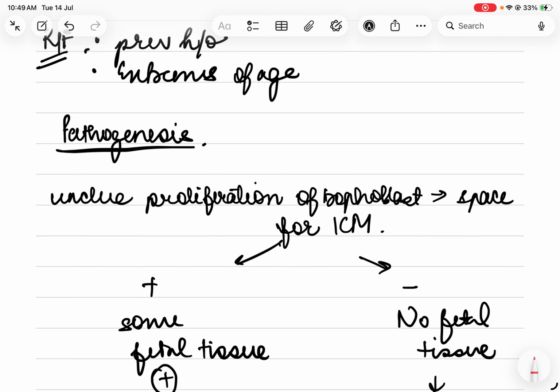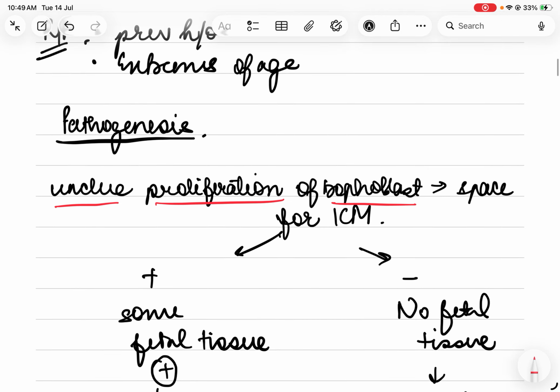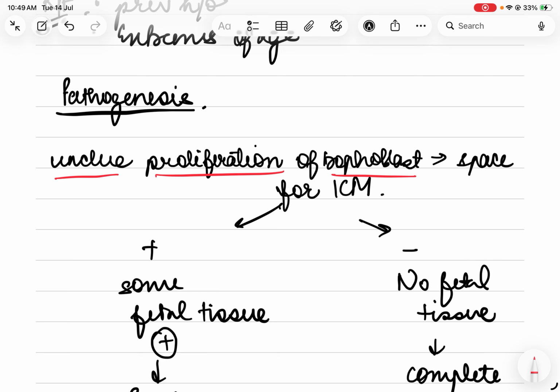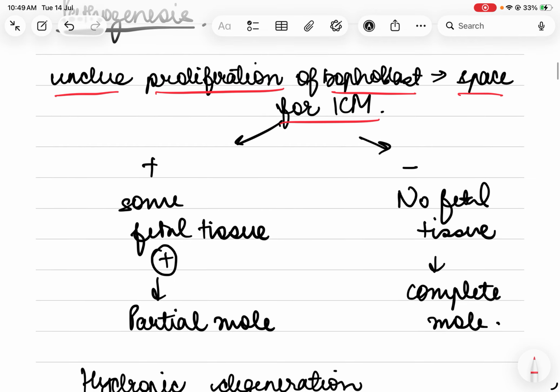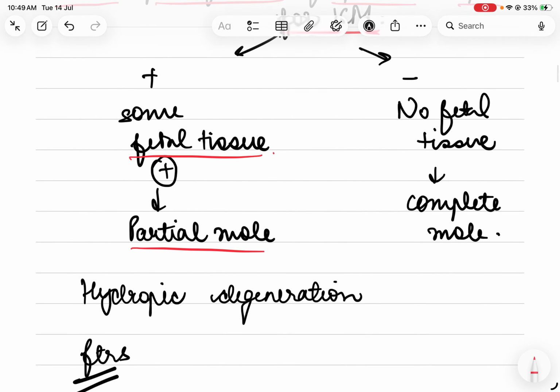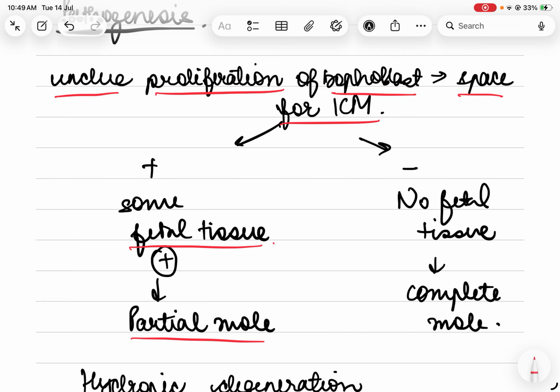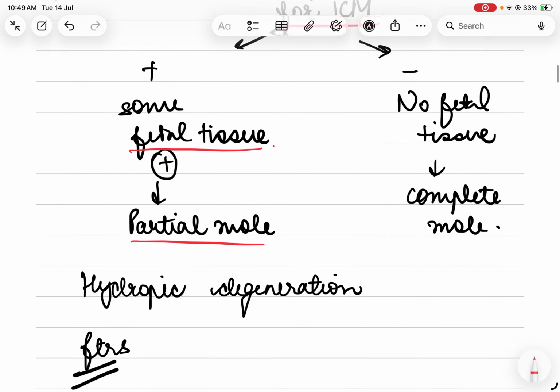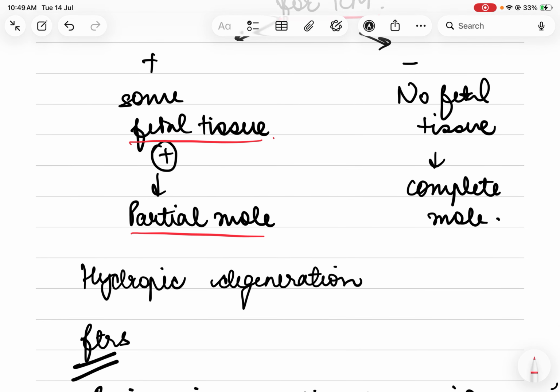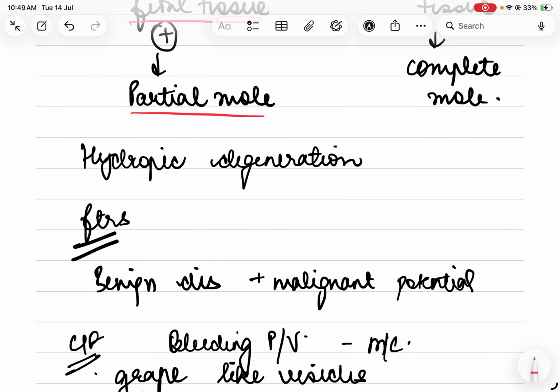There is undue proliferation of trophoblast, right? If there is space for inner cell mass, then some fetal tissue will be there. That will lead to partial mole. And if there is no space for inner cell mass, then there is no fetal tissue present, and that will lead to complete mole. The hydropic degeneration can also be there.